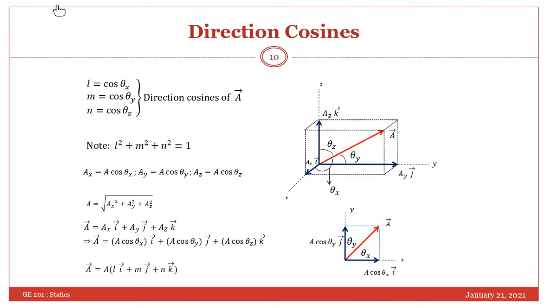For example, let's take in two dimension. Suppose this is a force of magnitude 50 Newton, and this is your x-axis and this is your y-axis. And this one is making an angle of 40 degree.